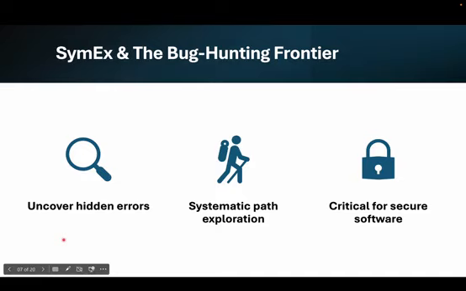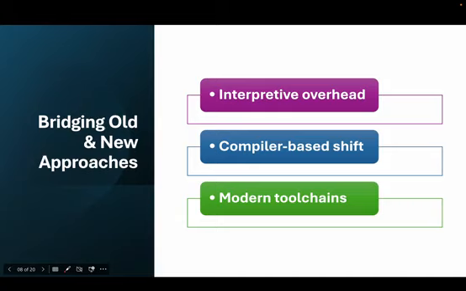So the traditional symbolic execution engines like KLEE interpret each instruction, incurring heavy interpretive overhead. SymCC introduces a compiler-based spin, leveraging modern LLVM toolchains for efficiency. And this evolution bridges older interpretive methods and newer and more agile approaches.